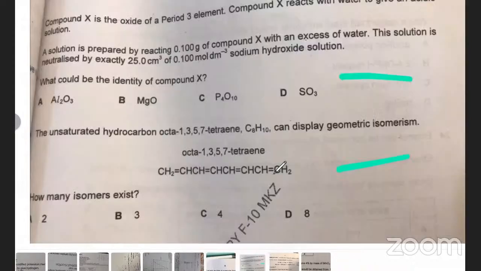Okay, you've got this molecule, and they're asking how many isomers exist for this one. And he's saying this unsaturated molecule can display geometric isomerism. I'm guessing he's only talking about geometric isomerism, that's it. No structural, nothing else. The question is entirely about geometric isomers. So how many cis-trans isomers are possible for this one?